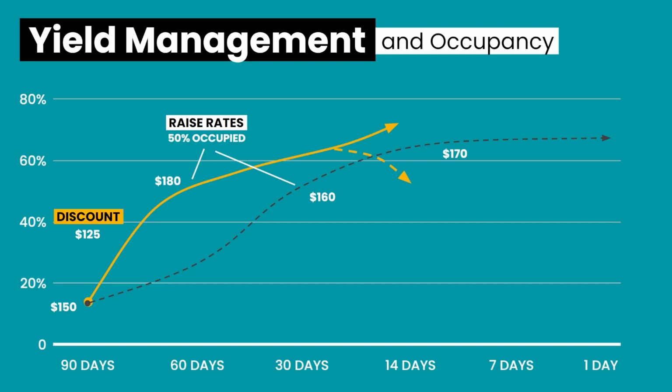Plus, if some guests cancel or you want to increase occupancy even more, you can discount again to sell to last-minute travelers. So you might use yield management to discount to get your first 20% of occupancy quickly, and then use yield management to increase your rate to keep your occupancy lower but make more money. Ultimately, how you choose to use yield management to discount and increase rates is all up to you.